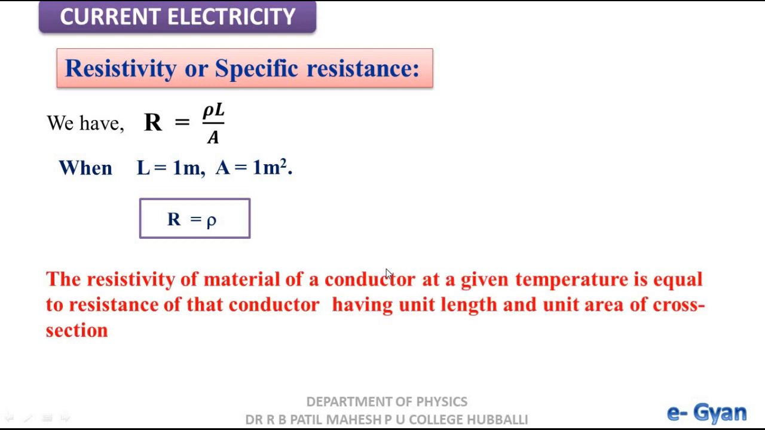Okay, now let me define. The resistivity of material of a conductor at a given temperature is equal to resistance of that conductor having unit length and unit area of cross section. I repeat, the resistivity of material of a conductor at a given temperature is equal to resistance of that conductor having unit length and unit area of cross section. Okay, this is the definition of electrical resistivity.